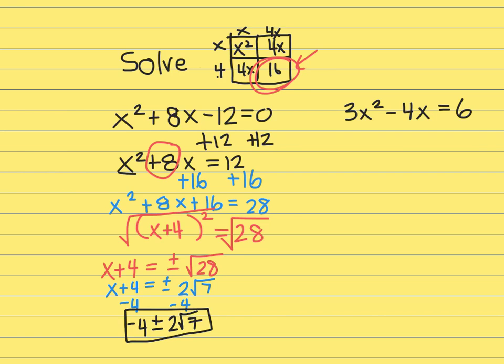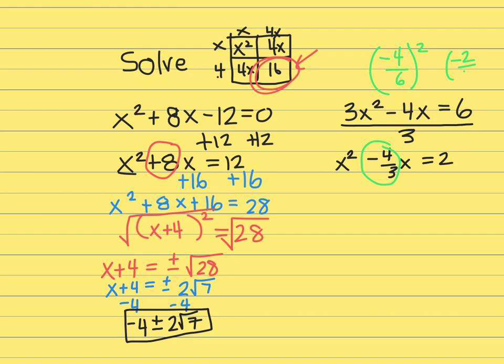Now sometimes you can have a coefficient out front of the x squared that's not 1, so no big deal. I'm just going to divide everything through by 3. So now I get x squared minus 4/3 x equals 2. I can complete the square right now because my coefficient of x squared is 1. I'm going to take half of negative 4/3. Remember, to take half of a number, you just double the denominator. So it's going to be negative 4/6, which is negative 2/3, and then square it. So that's going to be 4/9.